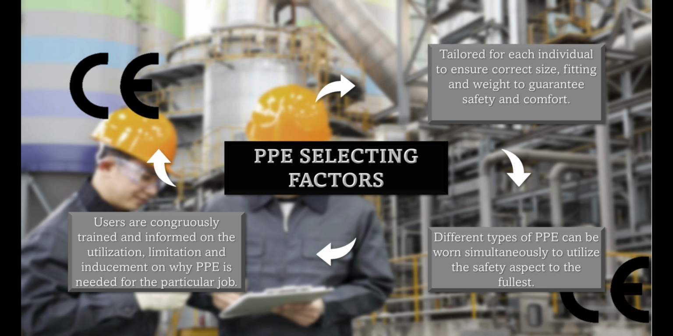PPE selecting factors. Firstly, PPE are CE marked to ensure that the product complies with the Personal Protective Equipment Regulations 2002 and is consistent with its Declaration of Performance (DOP) as made by the manufacturer. Next, it is tailored for each individual to ensure correct size, fitting, and weight to guarantee safety and comfort. Different types of PPE can be worn simultaneously to utilize the safety aspect to the fullest. Last but not least, users are congruously trained and informed on the utilization, limitation, and inducement on why PPE is needed for the particular job.